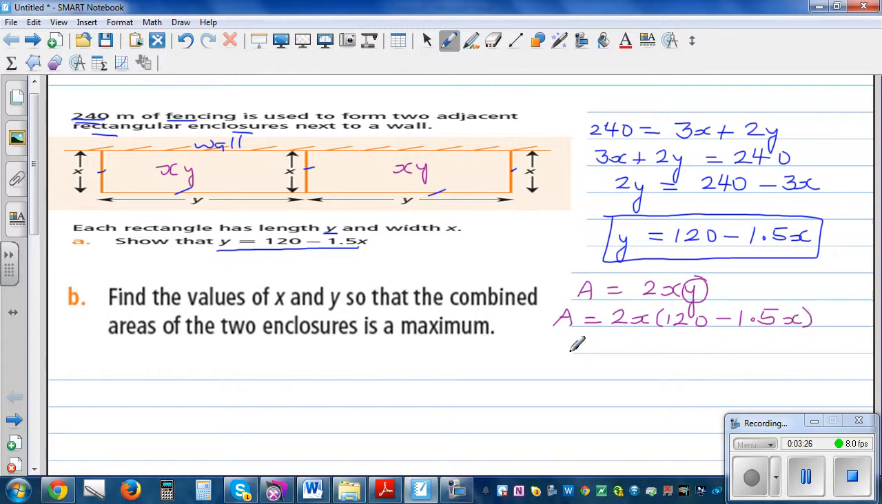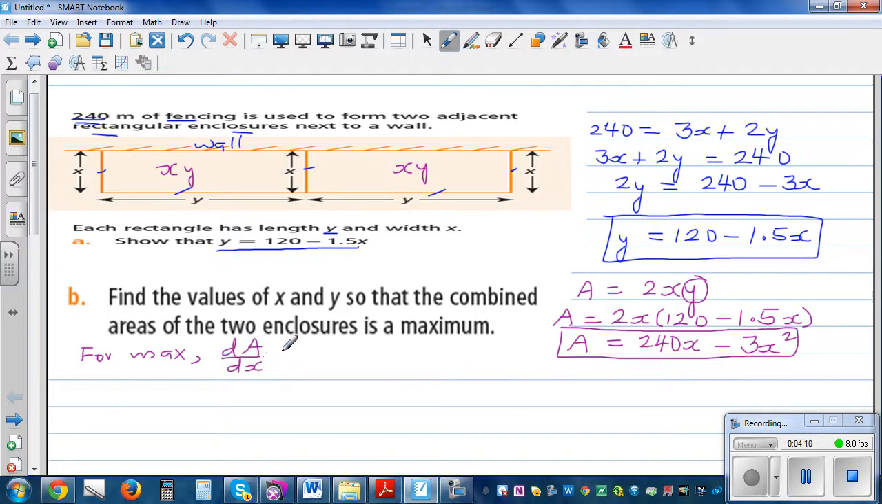Now if you expand this, you can write A in terms of X. So 2X times 120 is 240X, minus 2X times 1.5X is 3X squared. So this is the area in terms of X. The question is, for which value of X is the area going to be maximum? Once you know X, you can find Y by putting the value of X in this. For maximum or minimum, dA by dx should be 0. So if you differentiate this, it should be 0.